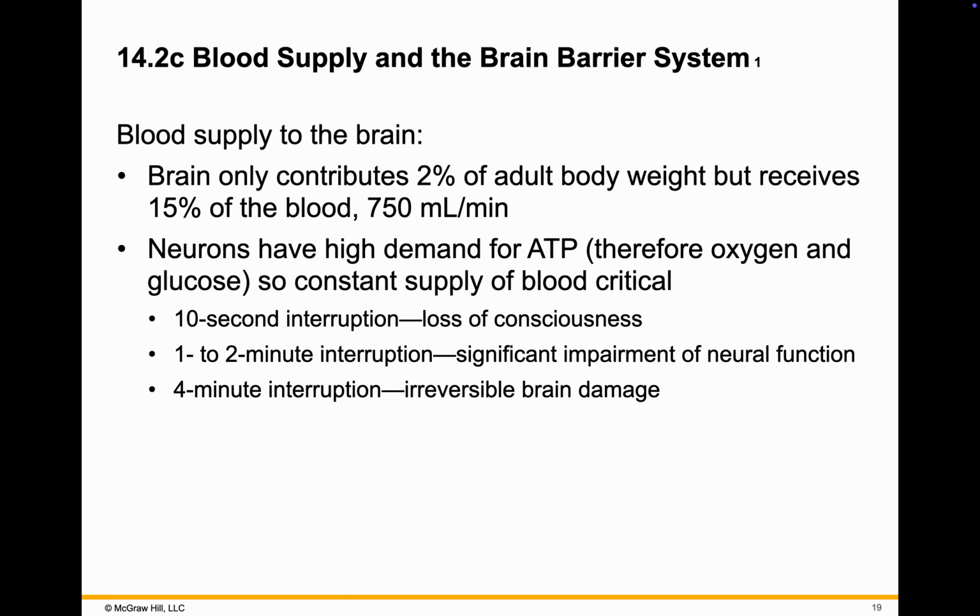The brain only contributes about 2% of the adult body weight, but it gets 15% of the blood, approximately 750 milliliters per minute. Neurons have a high demand for ATP, and because of that, they need oxygen and glucose to supply that ATP. If we get a 10-second interruption, we can get loss of consciousness. A 1 to 2 minute interruption, we can get a significant impairment of neural function. And after about 3 to 4 minutes, we get irreversible brain damage.